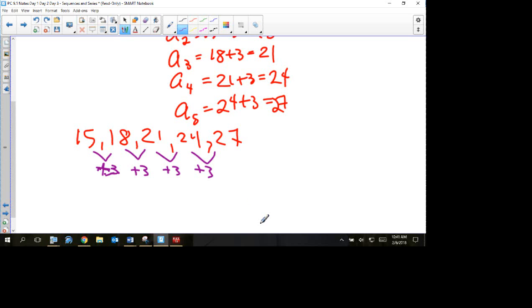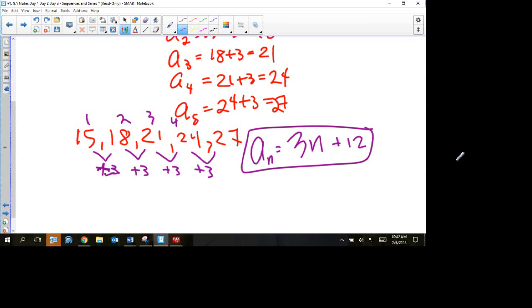So I'm adding 3 each time. So that means my formula is going to be something like 3n. Does that give me each of these numbers? If I do 3 times n, do I get 15? How do I get 15? It's going to be linear, so it's going to be 3n plus something. 12. So you can check that with any of them. I'll check with the fourth one. If I take 3 times 4, and I add 12, do I get 24? Yeah. So that's the equation for that one.